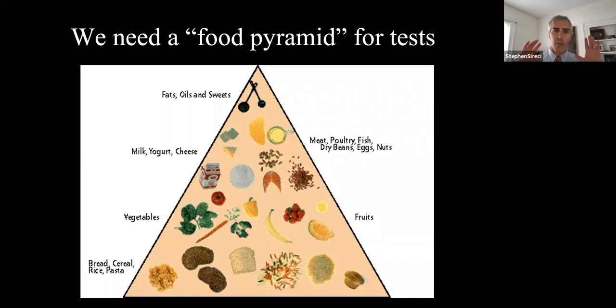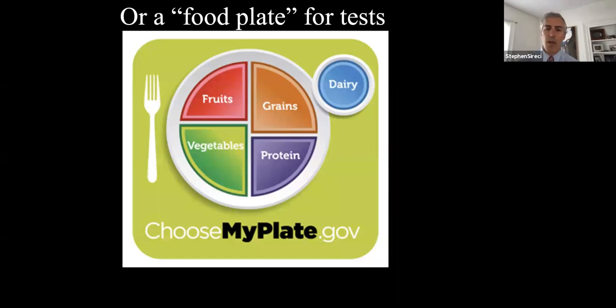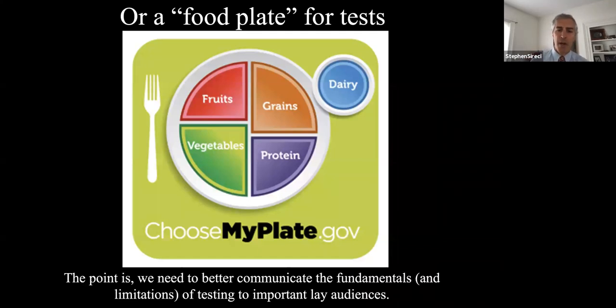The way I look at it, we kind of need a food pyramid. If you look at the food pyramid from the FDA, we see that there's a lot of complex scientific information put into this one picture, and the public gets it. Not many fats, oils, and sweets, and more vegetables and things like that. Or maybe it's a food plate now. But the point is, we need to better communicate the fundamentals and the limitations of testing to important lay audiences in a way that's not confusing. And that's one of the goals today, to start that process.